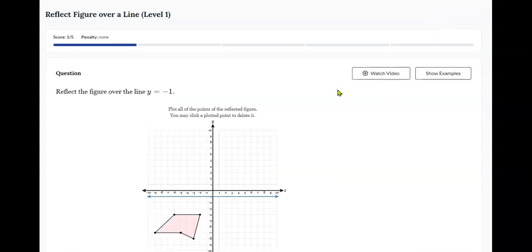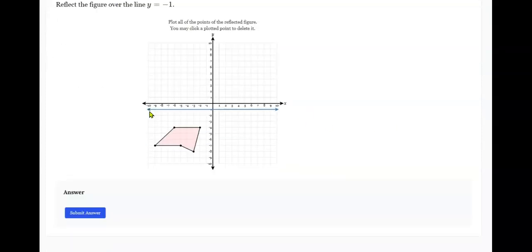All right, let's take a look at another problem. This time we're reflecting over this blue line called y equals -1, and we're going to move all 5 of these points the same unit of distance from the blue line. So 3 units down from the blue, 1, 2, 3 units up. 3 units down, 3 units up.